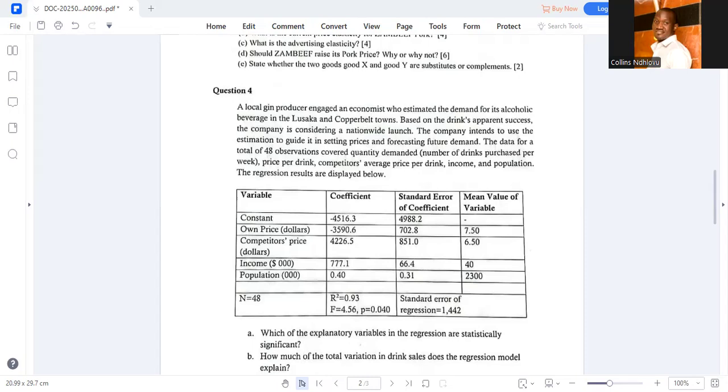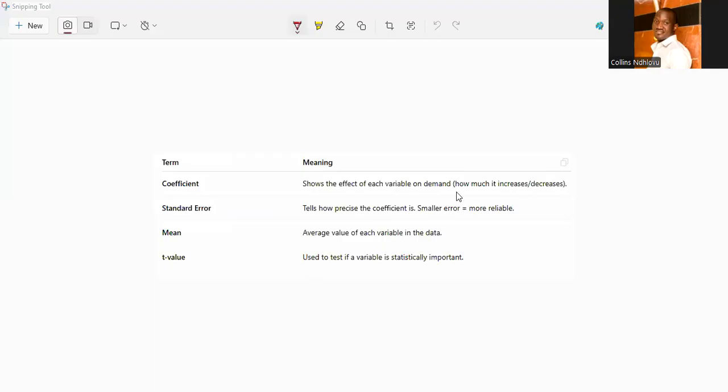So we have the coefficient, which shows the effect of each variable on the demand, how much it increases or decreases. That's the coefficient. We have the standard error, which tells us how precise the coefficient is, whether it is smaller or bigger. If it's small, it means the error is small, so it's more reliable. If the standard error is big, you have a lot of errors. And we also have the mean, which gives you the average value of each variable of data.